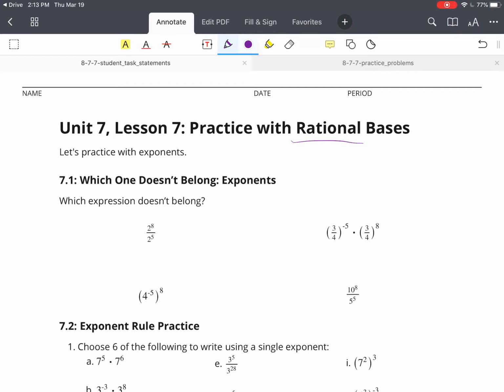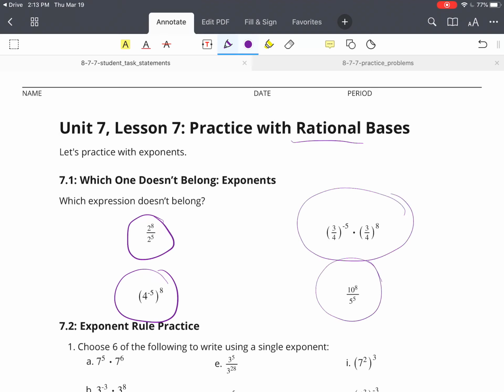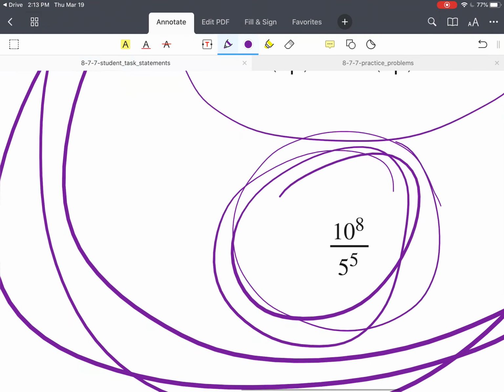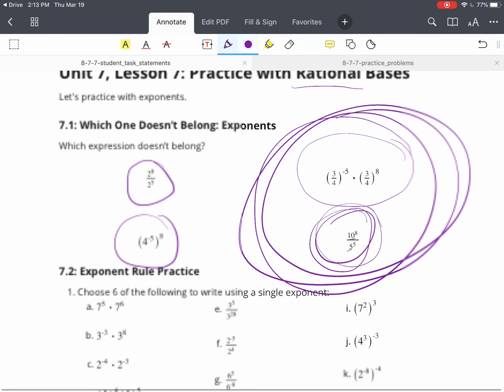Now I'm going to make this a freebie, because each of you can have different reasons as to why this one doesn't belong, or this one doesn't belong, or this one doesn't belong, or this one doesn't belong. But what we're going to be focusing on today is these two right here, specifically exponents with fractions, as well as exponents when the bases don't match up.